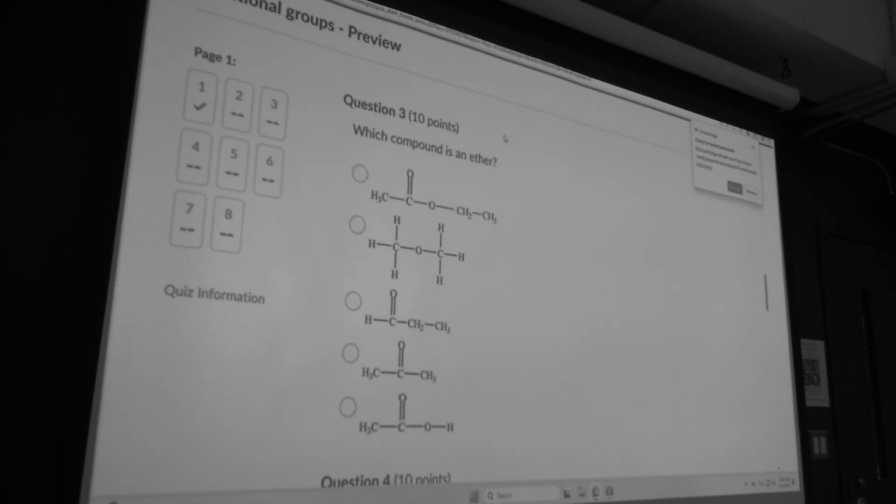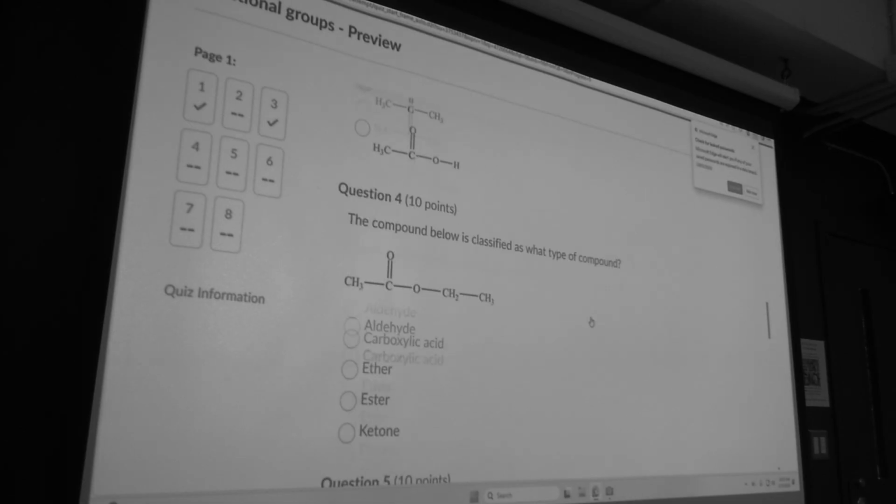How about this one? Which one is an ether? B. This is the ether. Ether is just oxygen sandwiched in the chain somewhere, so it's that one.